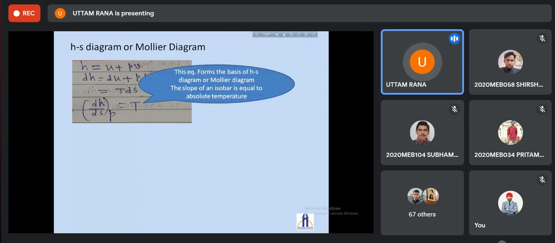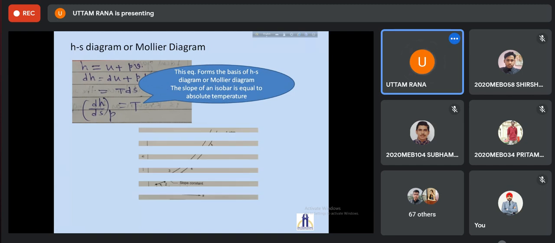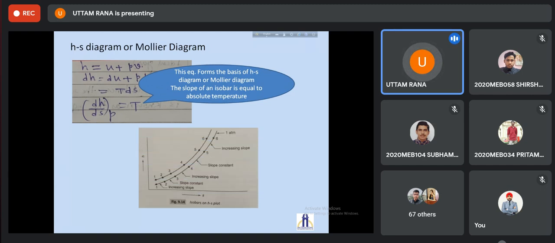So this equation forms the basis for the HS diagram or Mollier diagram. The slope of an isobar, meaning pressure constant, is equal to the absolute temperature. Now think of different situations on the HS diagram, starting from point 1, where we have, let us say, a solid at minus 10 degrees centigrade, let us say ice, at 1 atmospheric pressure.